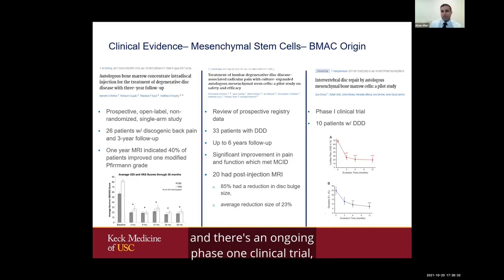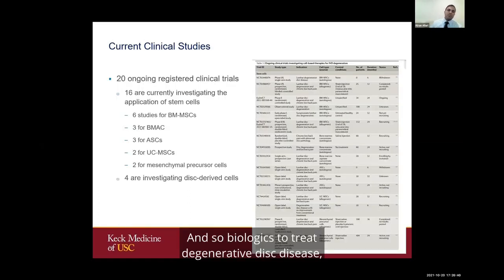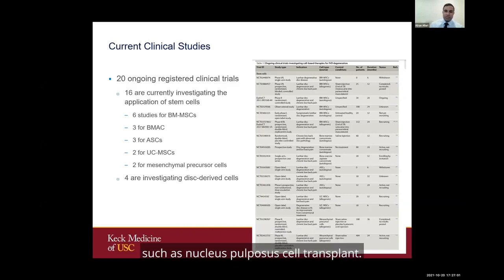And there's an ongoing phase 1 clinical trial. Currently only 10 patients have been enrolled, but we're eager to see the results. And so biologics to treat degenerative disc disease, many people are hopeful that this may be a better solution than some of the current treatment options that we have. Currently, there are 20 ongoing registered clinical trials looking at biologics to treat degenerative disc disease. 16 are currently investigating various types of stem cells, and 4 are investigating disc-derived cells such as nucleus pulposus cell transplant. But this is an area that's getting a lot of research funding and NIH funding.